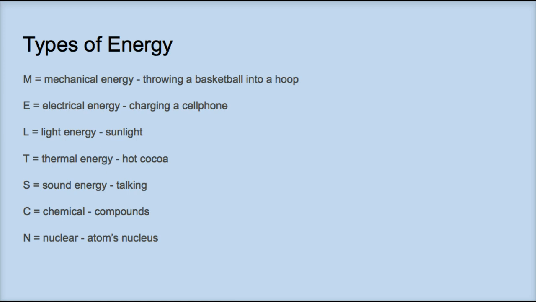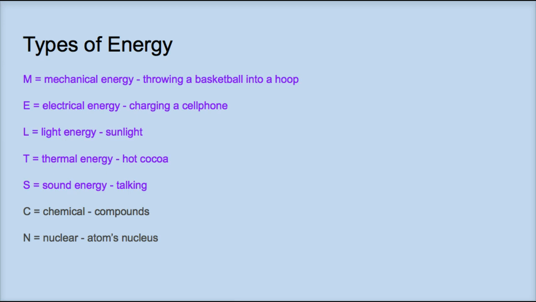Then there's thermal energy. This energy is related to the motion of particles. When an object is hot, it has a lot of thermal energy because the particles are moving quickly. Thermal energy is also known as heat energy. Next is sound energy, and this is just the vibration of particles that help produce the sounds that we hear. Next, we have chemical energy. Chemical energy is energy stored in atoms and molecules and released during chemical reactions. Finally, there's nuclear energy, which is the energy that is inside the nucleus of an atom.